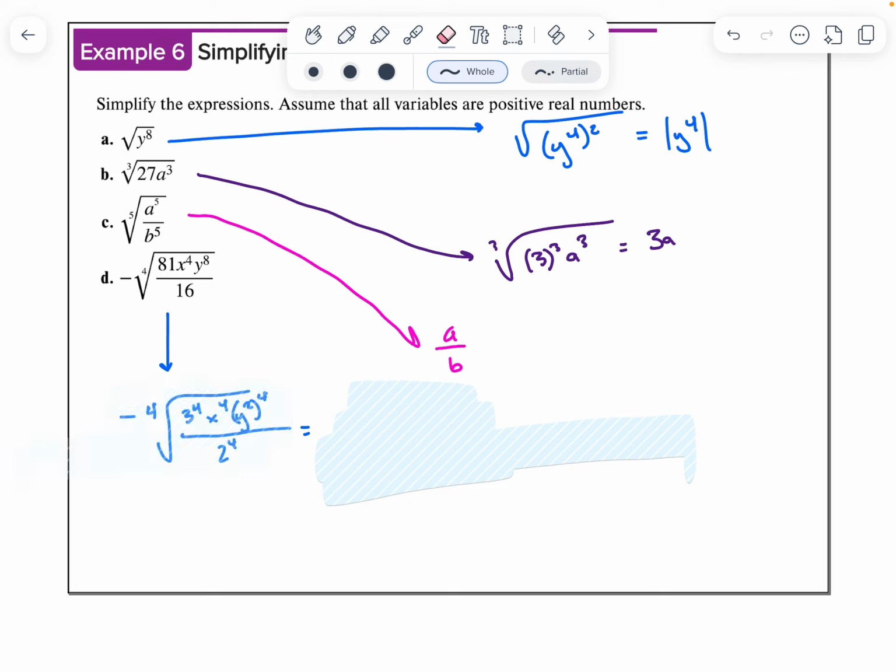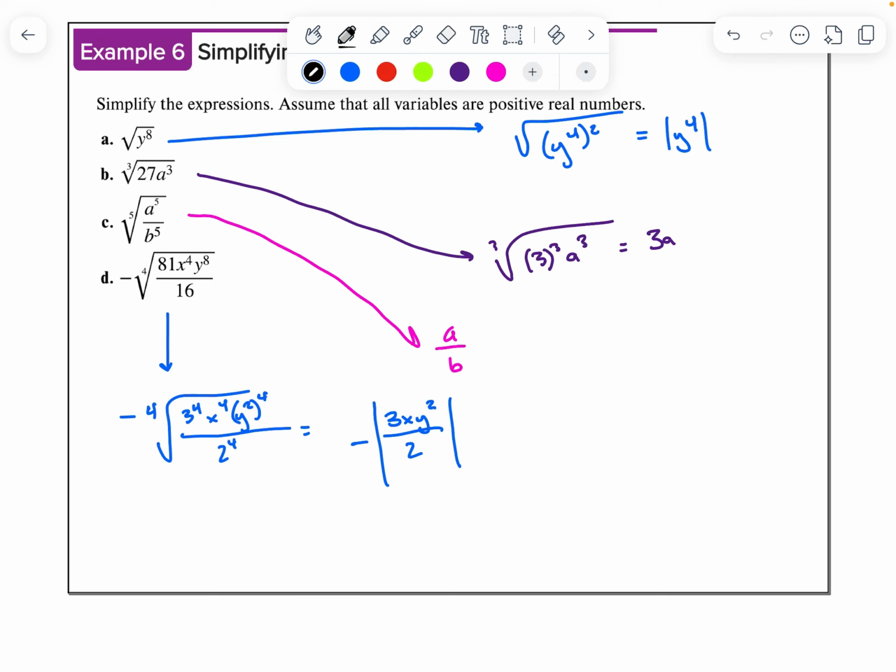81 is 3 to the 4th. We've already got x to the 4th, it matches. For the y's, y squared to the 4th is y to the 8th. 2 to the 4th is 16. And now the 4th power and 4th roots will all go away, but I do have to keep the negative, and I do have to keep an absolute value sign around the whole thing because it's even exponents.